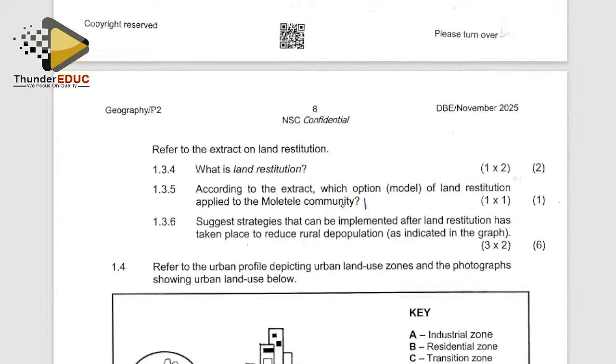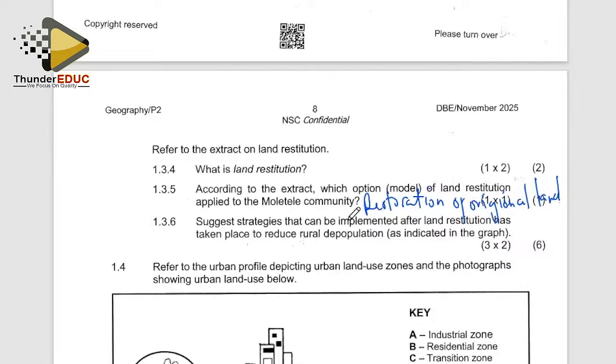Basically, we can call it restoration of original land. That's the model that they actually adopted there. They had to restore their original land, the very same land that was taken is the one that they had to claim back. So it's restoration of original land.